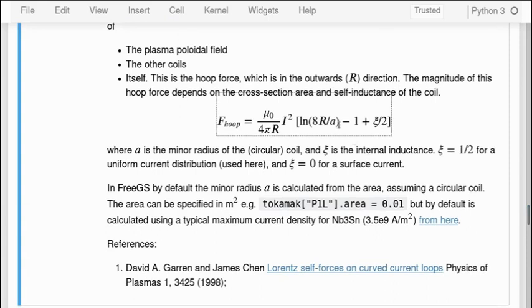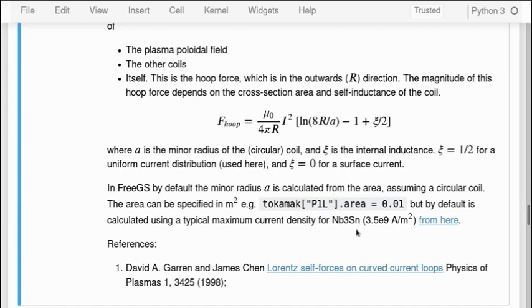So if you're designing a tokamak, this is a bit uncertain what to set this to. You can specify an area if you know what it is. So when you create a tokamak, you can say this coil has an area of, in this case, some number in meters squared. You'd also specify a current density limit. So at the moment, what's done is we specify a current density limit for niobium tin superconductor, use that to calculate the cross-section area, and then use that area to calculate the force.